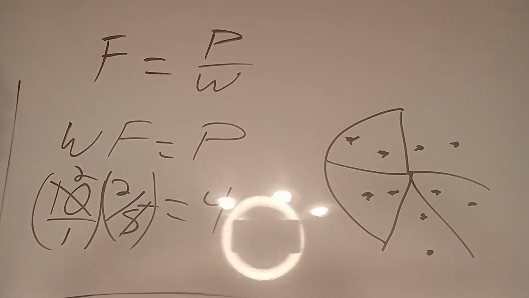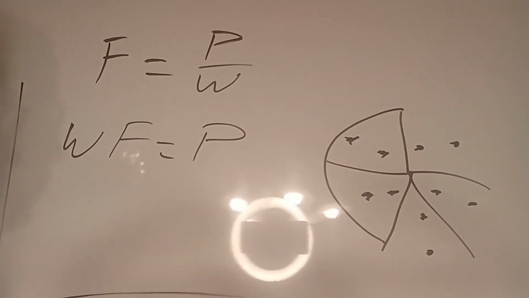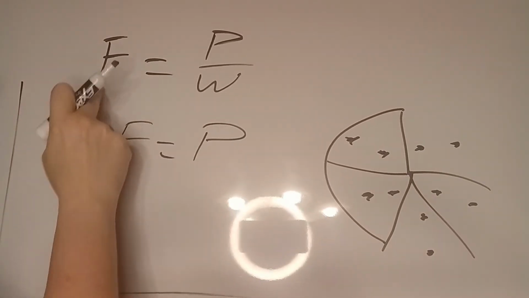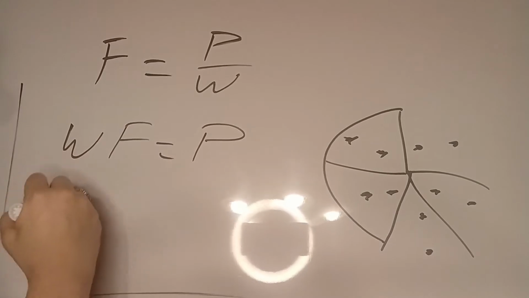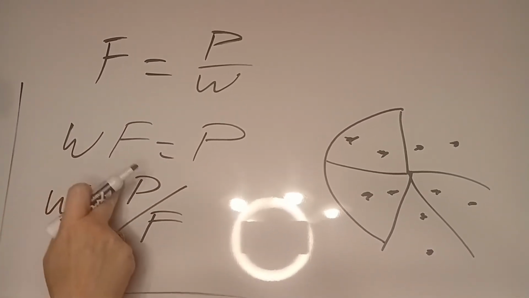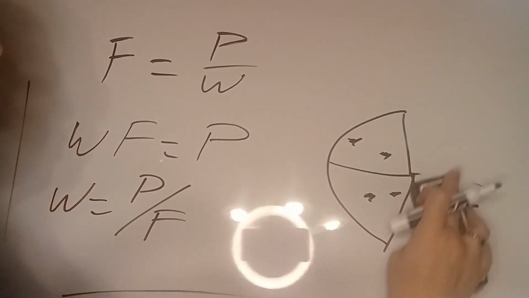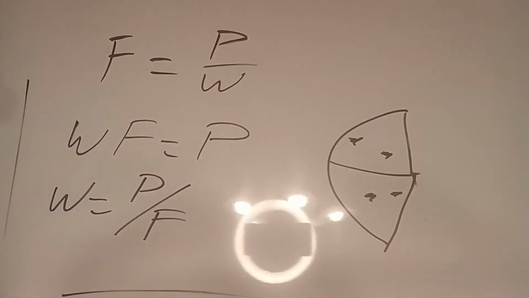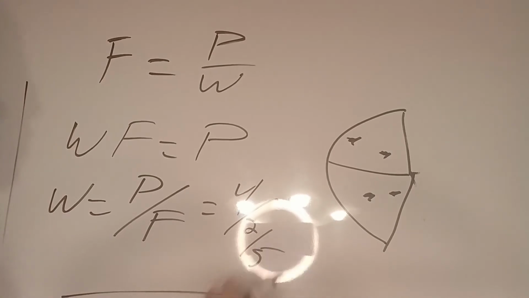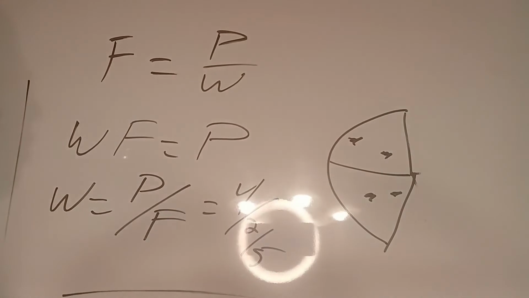Now, let's reverse this. Let's see what it looks like with division. With division, we're taking this and we multiply by the whole, but then we divide by the fraction. So the whole is the part divided by the fraction. We start with 4, and we divide by 2/5. So we start with 4, and we know that this is 2 out of 5.